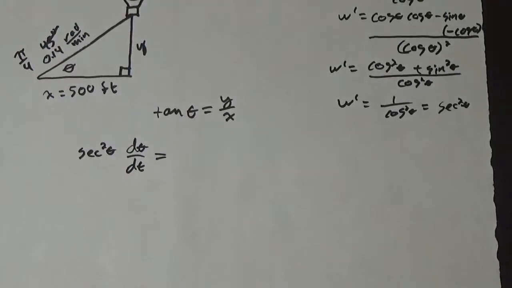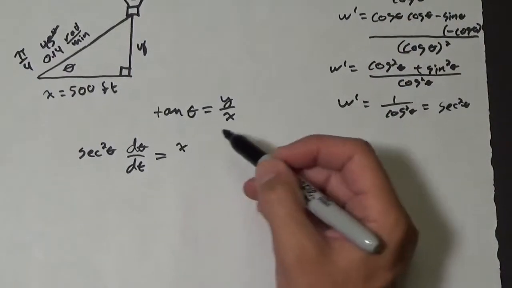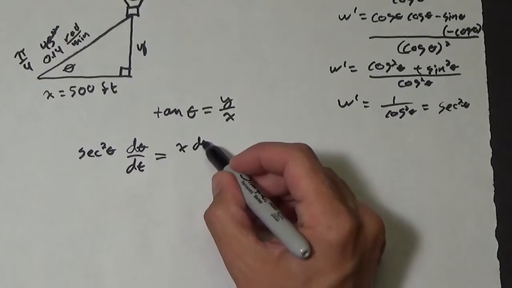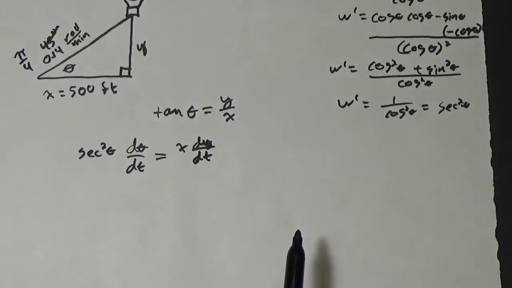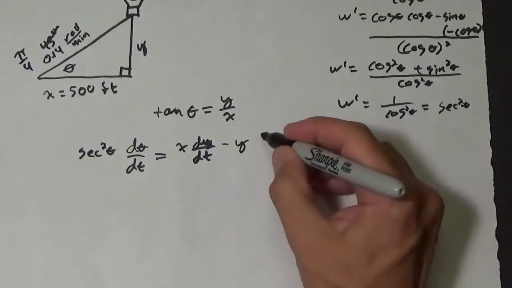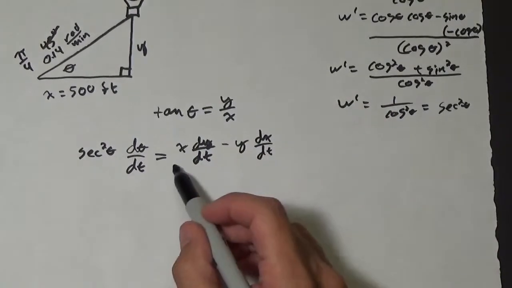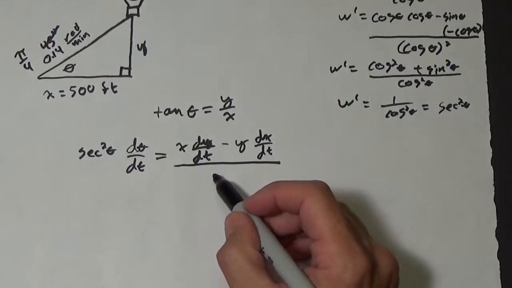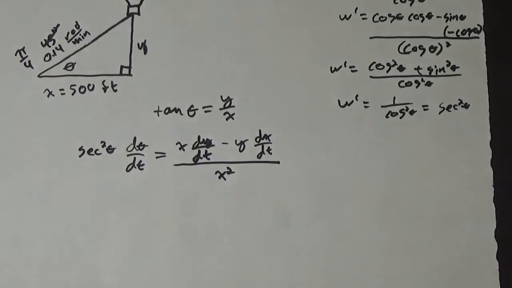Okay. Over here we have a quotient rule. Well, we just did the quotient rule over here, so you've got the bottom, x times the derivative of the top. The derivative of y is just dy/dt, minus the top, which is y, times the derivative of the bottom, which is dx/dt, all over the bottom squared.